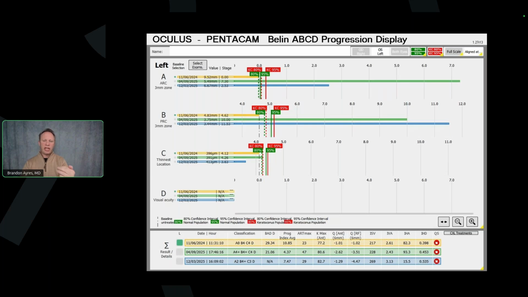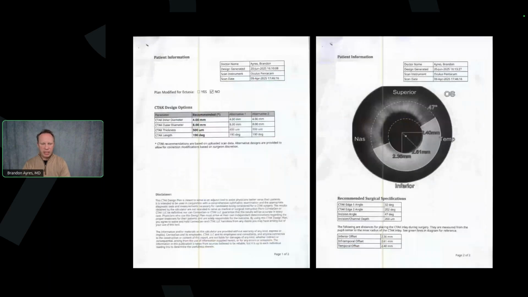And you can actually see that 3rd bar. I didn't set my baselines correctly, but that 3rd bar is after CTAK. So you can see he was progressing and then rapidly improved. This was the patient's map. I made sure I covered up all of my HIPAA data there. As you can see, this was a 500 micron segment. This is a pretty thick segment with an inner diameter of 4 millimeters and outer diameter of 8.